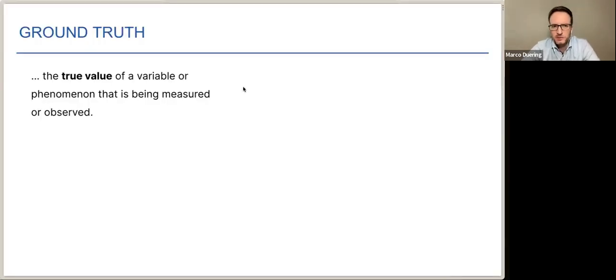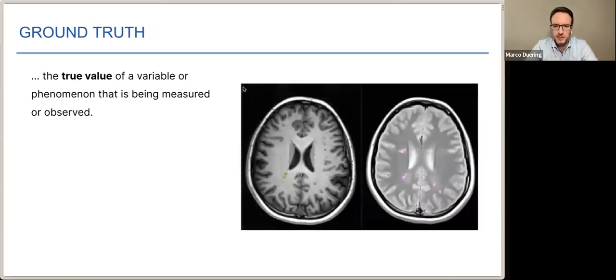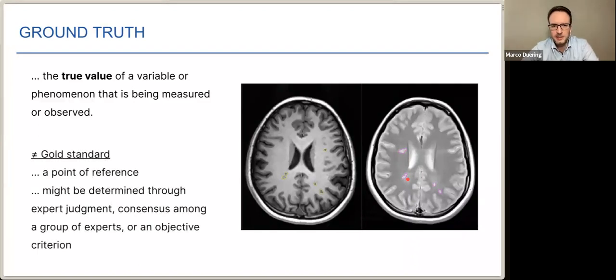So first, let's talk about the central topic of ground truth, defined as the true value of a variable or a phenomenon that is being measured or observed. Or to make it more concrete in terms of imaging, for example, lesion segmentation, a lesion mask or label mask that is generated, for example, by an experienced and trained rater, so manual segmentation. And that is very often used as a synonym for a gold standard, which is more a point of reference or something that is determined by expert judgment, consensus. So by speaking about ground truth, I mean both rather broadly, and especially looking at cases where we lack this ground truth or gold standard.